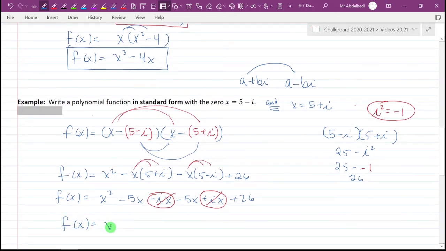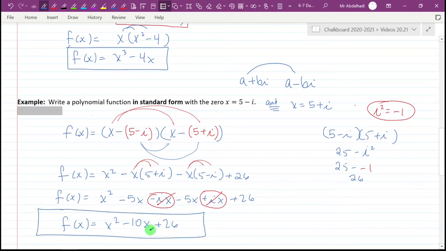This means we have x squared. You got two negative 5x's, so that's negative 10x. And you have this plus 26. And now you're done. That is the function whose, well, if you try to find the roots, they're going to be imaginary. They're not going to be real. And they're going to be 5 plus i, 5 minus i.